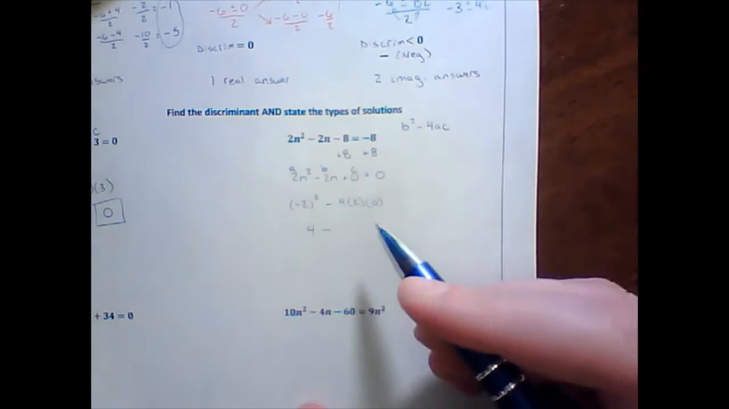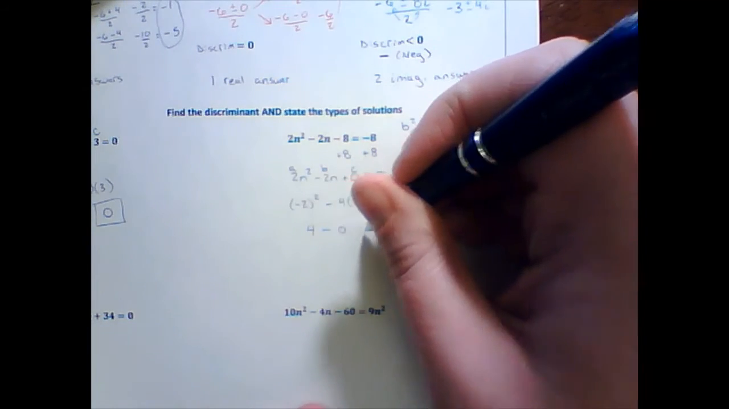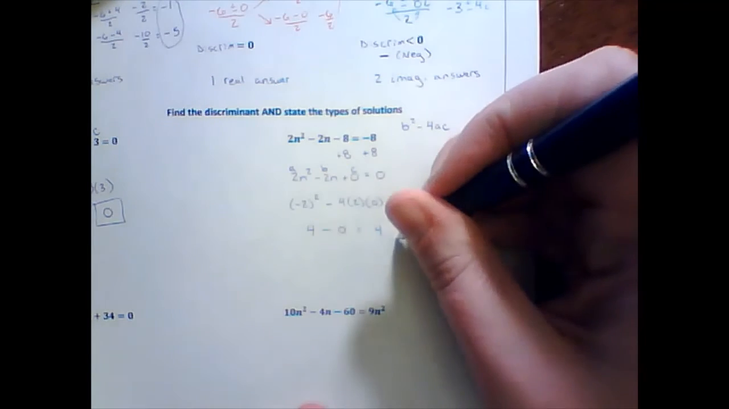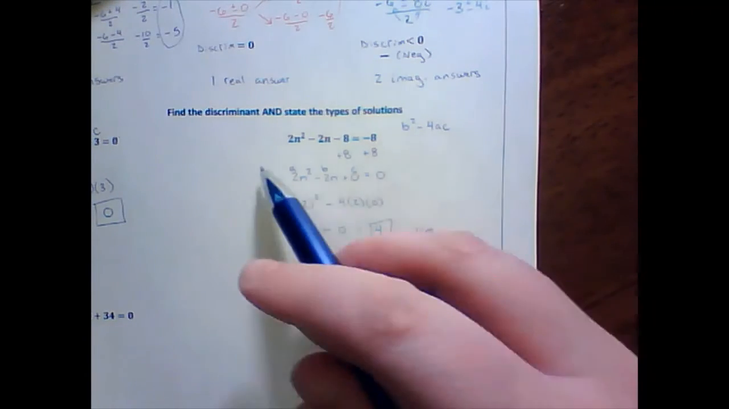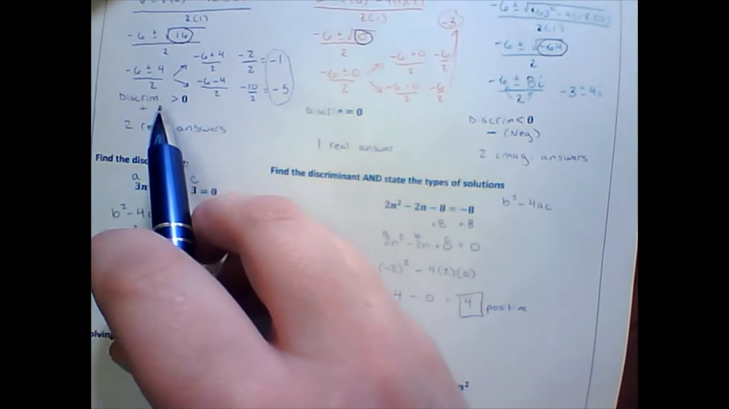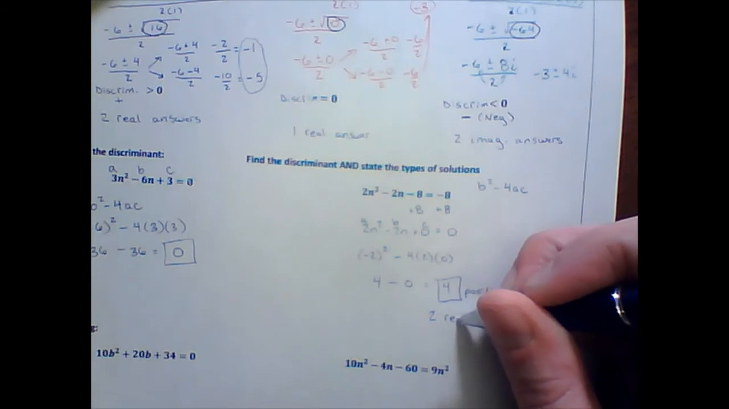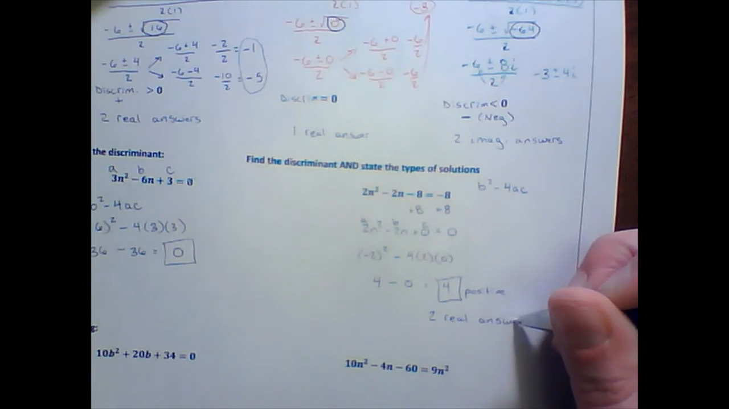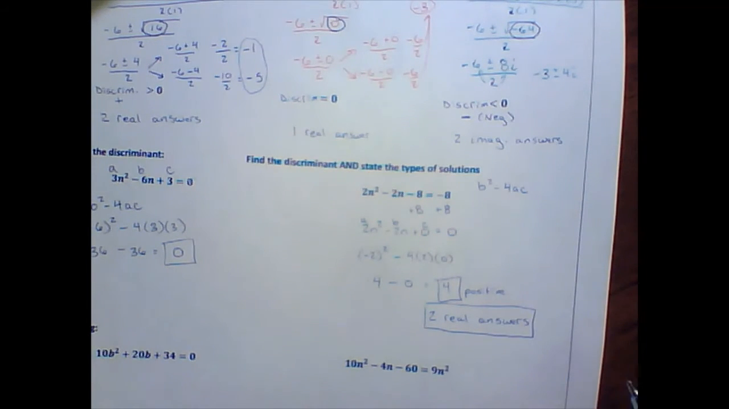All right, and negative 2 squared is 4, and then 4 times 2 times 0 is still 0. And 4 minus 0 is 4. Okay, so that's positive. So we know the discriminant is 4, and we know it's a positive discriminant. It's bigger than 0. And a positive discriminant is 2 real answers. Because positive numbers, those are the normal numbers we work with, so they should give us normal answers. So there are 2 real answers because our discriminant is positive. We don't know what those answers are, but we know there's 2 of them, and we know they are real.